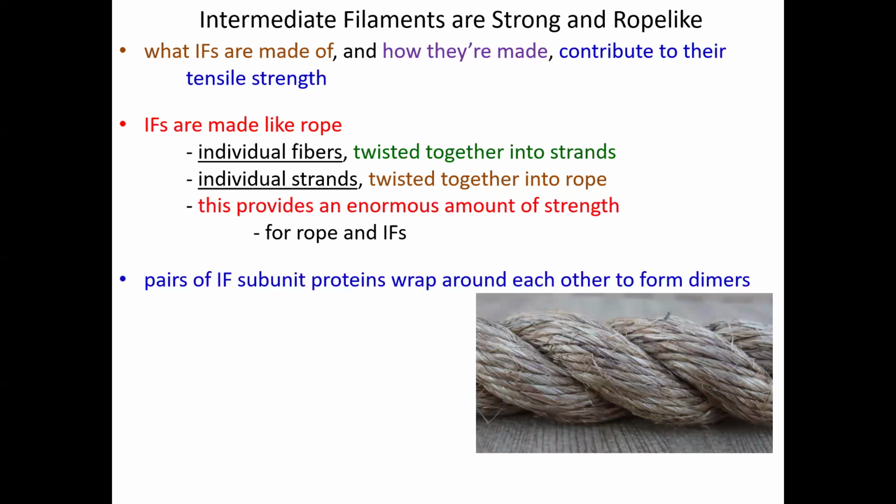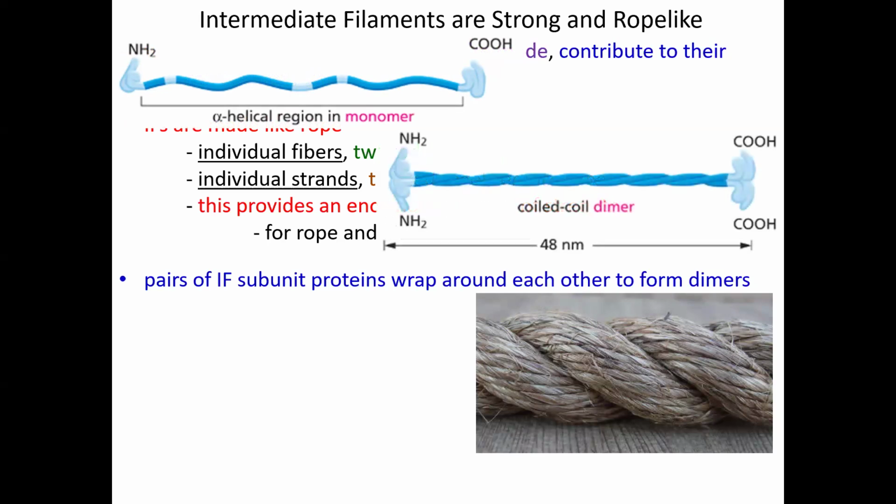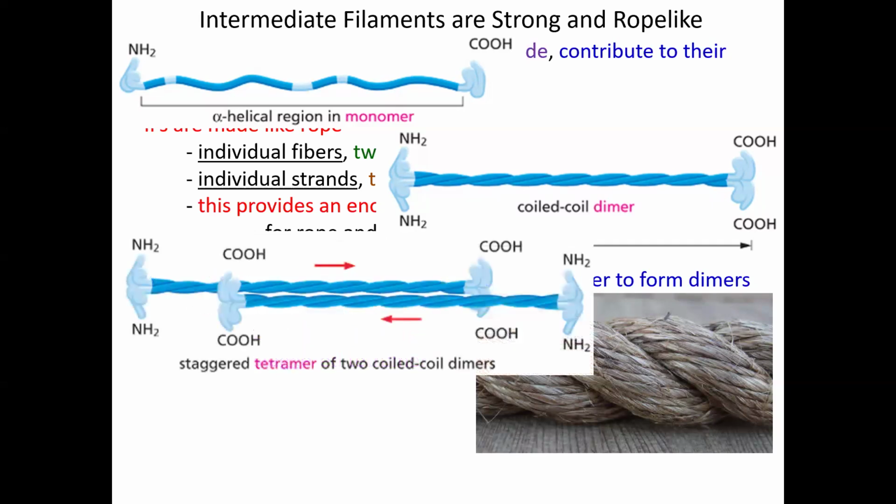To make intermediate filaments, pairs of long linear intermediate filament subunit proteins first wrap around each other to form a dimer. So here's one long protein subunit of intermediate filament. Here's its amino terminal domain. Here's its carboxy terminal domain. So the protein is going from N to C, and it's mostly made up of alpha helices. That's one subunit. We take two subunits and we twist them together. Then we take this twisted dimer and we stagger it with another to make a tetramer, right?